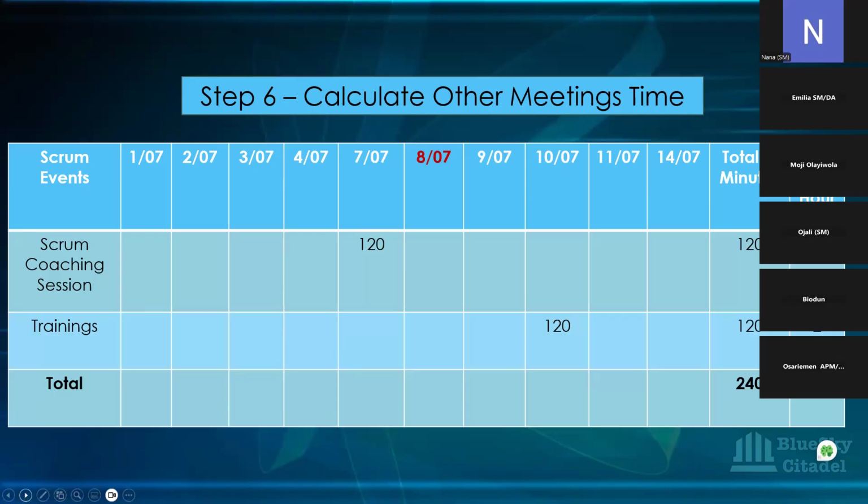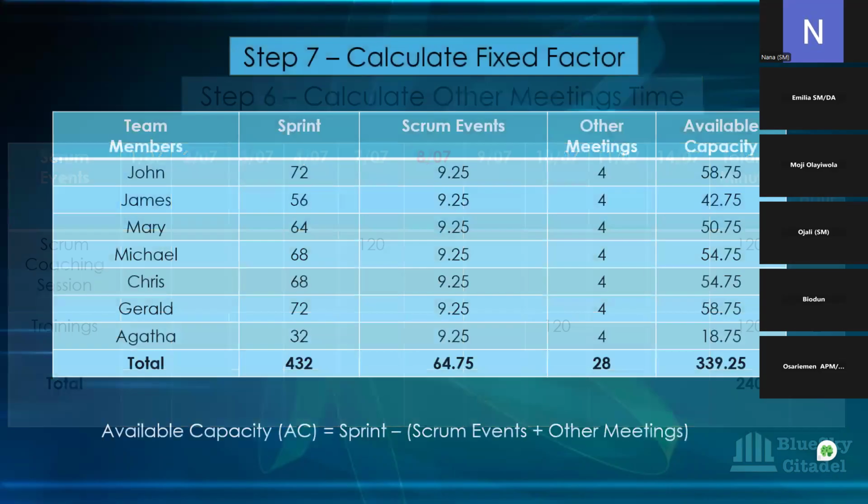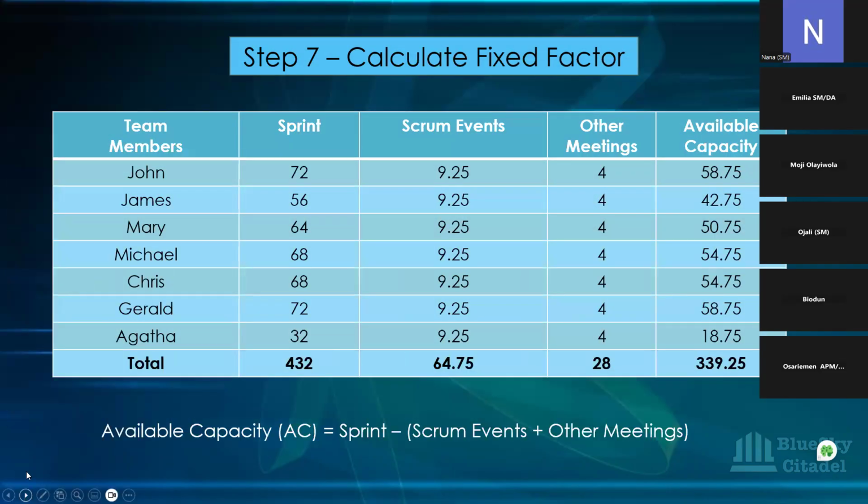And then we'll look at the next slide to put in our fixed factor. Okay, so that's your Scrum event, the 9.25 hours. And then this is the other meetings, the 4 hours. You put that against everybody's name. So remember, after removing all their individual holidays, team holidays, and all that, this was the total hours for the sprint that we have for everyone. Okay. Remember, that was when we got to the 432.